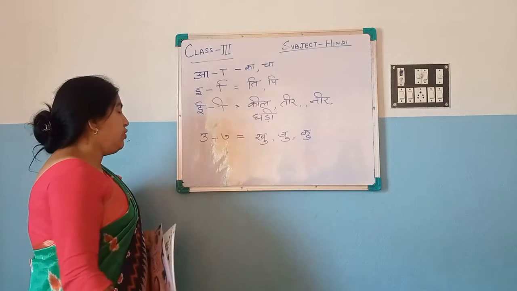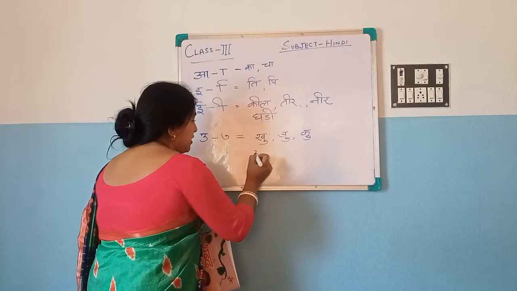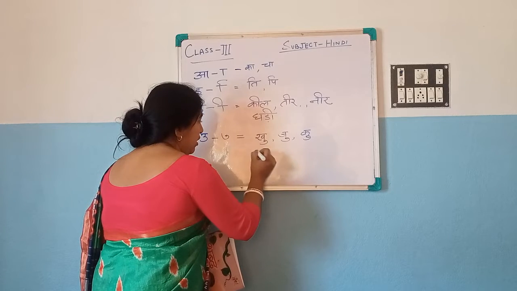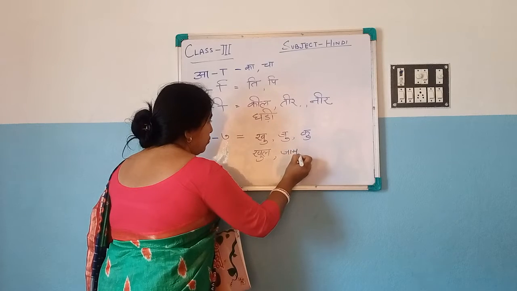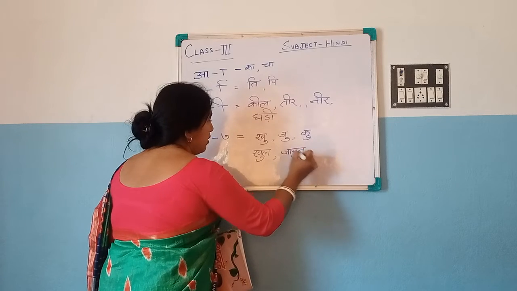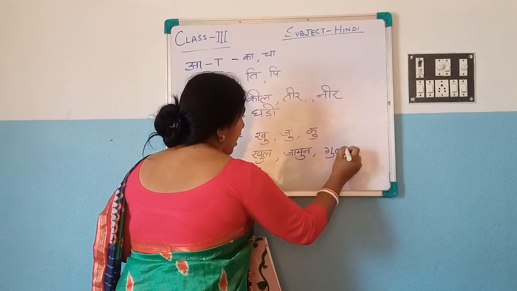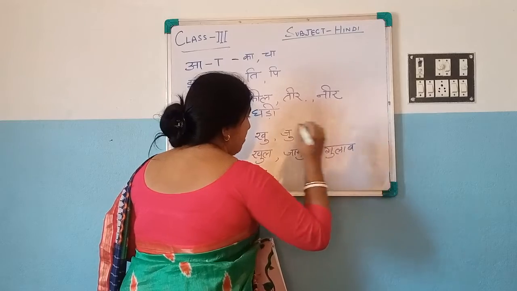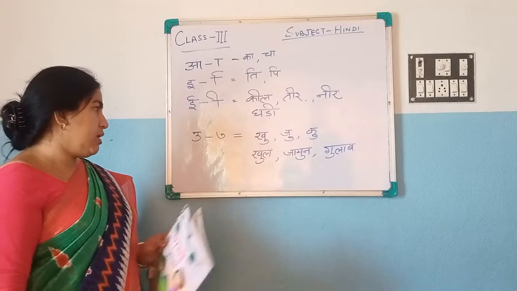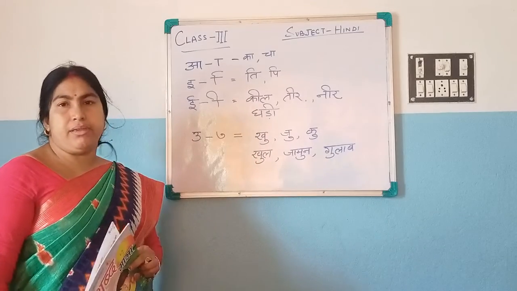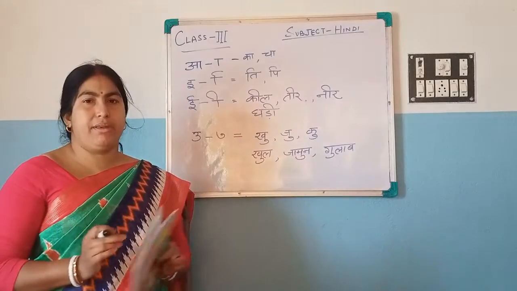So now let's see what are the words that we can make with hasva u. First is kha u la khul. Okay, ja a ma u na jamun, and ga u la a ba gulab. Gulab means rose. Jamun means blackberry. It is known as jamun. And khul, khul means open.